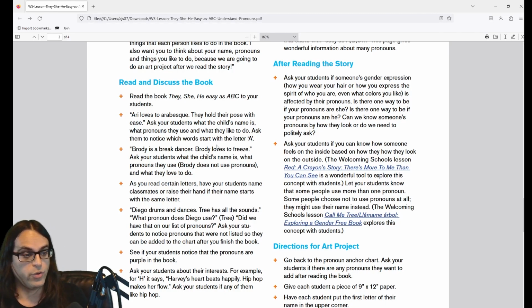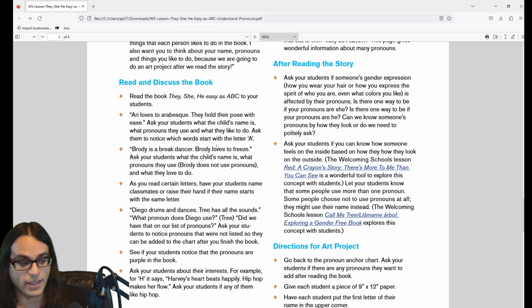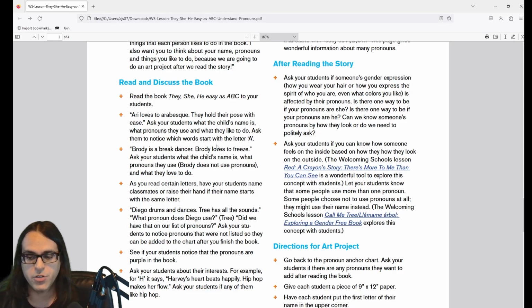So it starts off with, "Ari loves to arabesque. They hold their pose with ease." Ask your students what the child's name is, what pronouns they use, and what they like to do. And it's really interesting because many people don't know what that word means. Many adults don't know what that word means. So these kids are going to be like, oh, what does that mean? And then the whole spamming of A's, alliteration, I forget. But the kids love that.